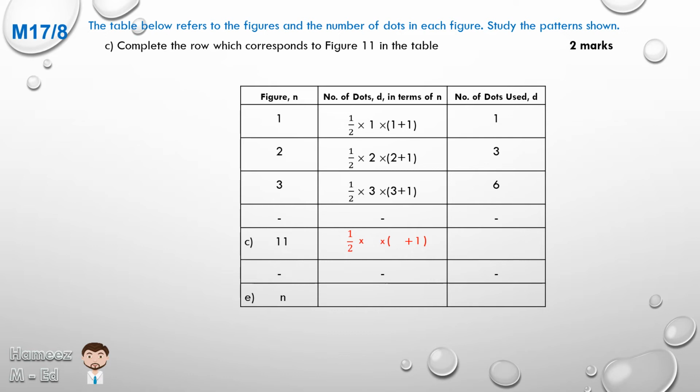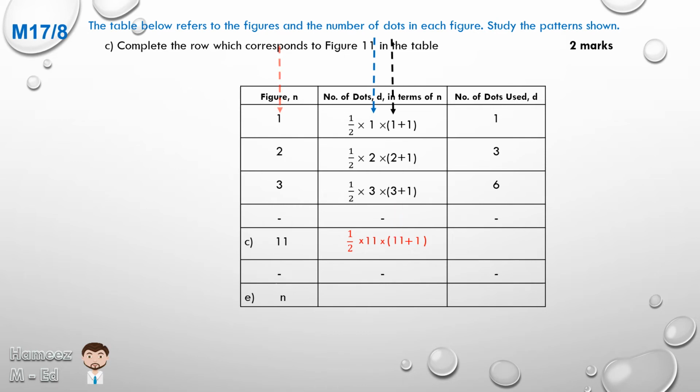So what is changing? 1, 2, and 3. If we look at that, where are we getting 1, 2, and 3? In both cases, the one on the outside of the brackets and the one on the inside of the brackets, those are changing, and they are getting those values from column 1. So if we're looking at figure 11, then it will be a half times 11 times 11 plus 1.